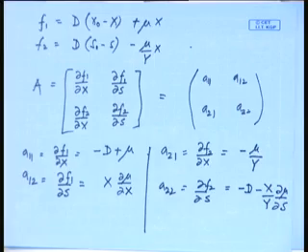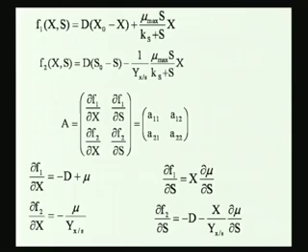We'll stop here and continue with the rest in the next class. Let me quickly capture back. F1 and F2 are my functions. These are my Jacobian, and I take the derivatives at each step and get this.